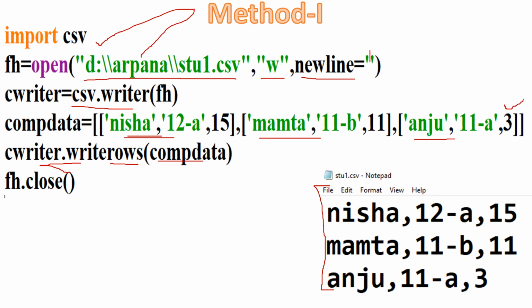So these will be written without any newline character because you have used the newline argument with the value of empty quotes, that is, no value is passed as the newline character.